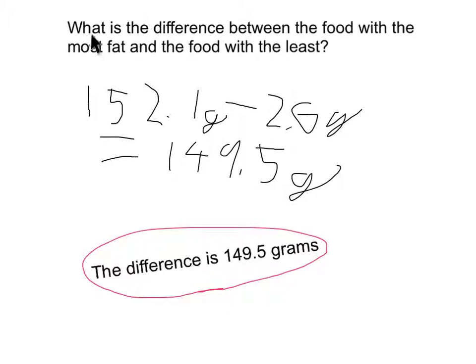Here's the next problem. What is the difference between the food with the most fat and the food with the least? Since the macadamia nuts contain the most fat, then one of our operands is 152.1. Since the popcorn contains the least fat, then 2.6 goes here. And so, subtract that and you get 149.5 grams. The difference is 149.5 grams of fat.